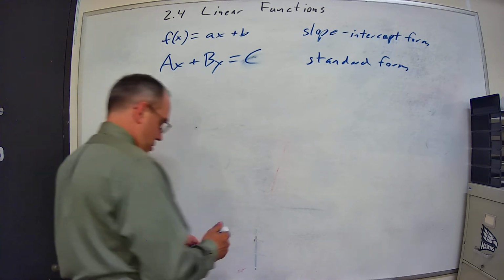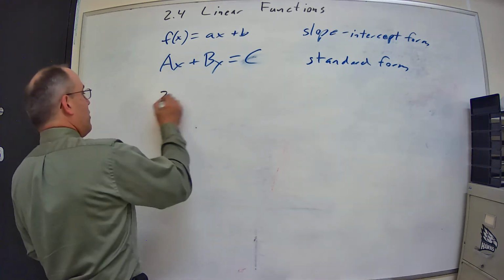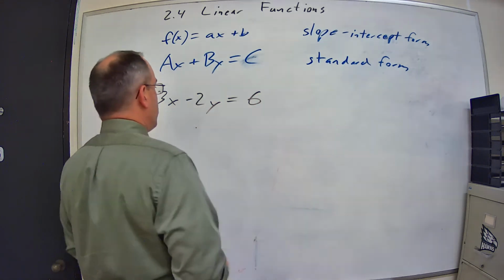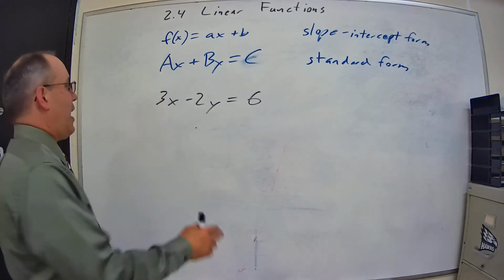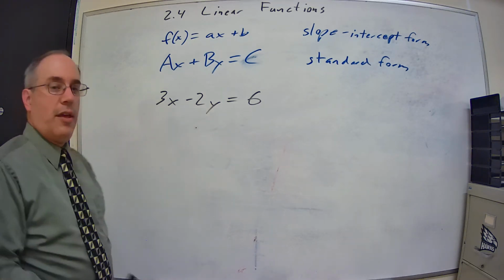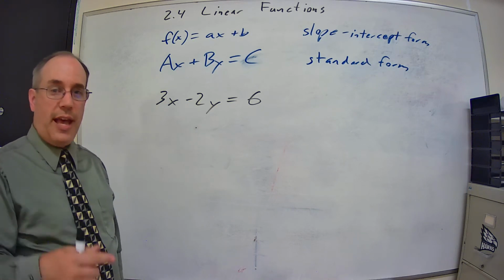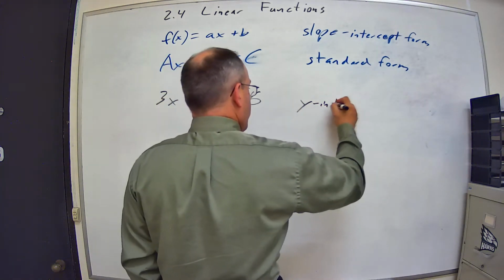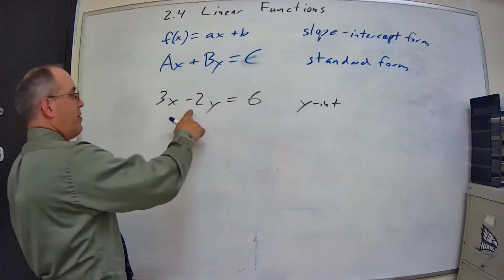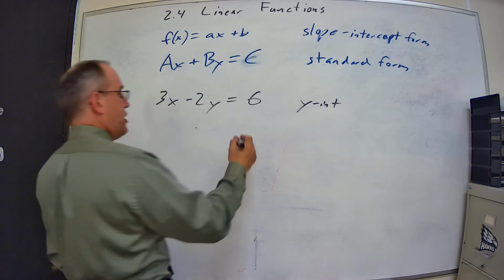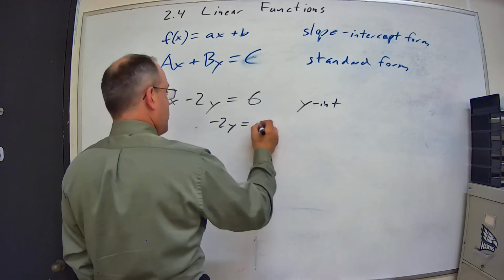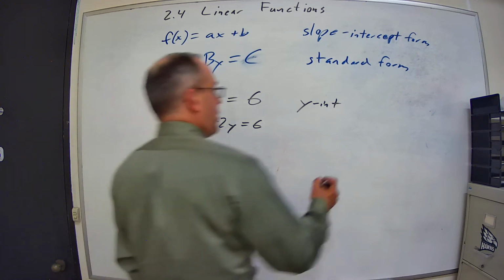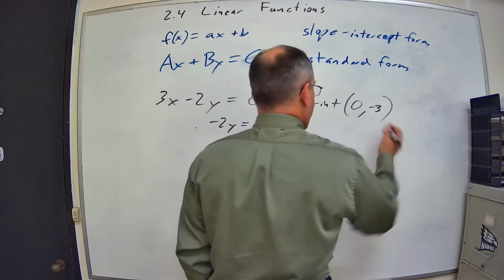So if I have 3x minus 2y is equal to 6, then I can pull my intercepts. Well, we get the y-intercept by making x equal to 0. So our y-intercept, if x is equal to 0, then we have negative 2y is equal to 6, or y is equal to 6 over negative 2, which is negative 3. So 0, negative 3.